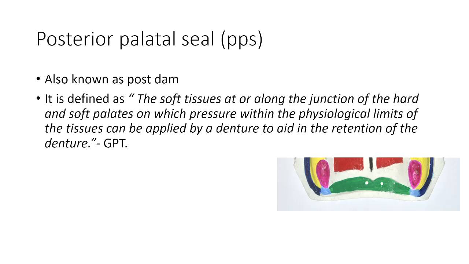It is also known as the post-dam area, and it is defined as the soft tissues along the junction of the hard and soft palate on which pressure, within the physiological limits of the tissue, can be applied by a denture to aid the retention of the denture. The definition suggests that it is the junction between the soft and the hard palates, and this is the place where you can apply a force that is within the physiological limits of the underlying tissue, and it aids in retention of the complete denture.